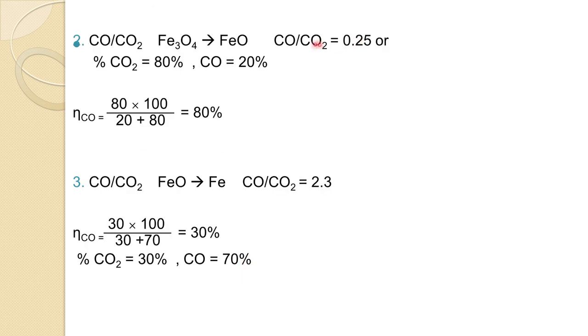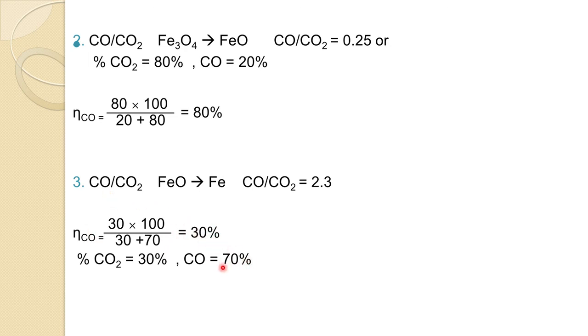For the second reaction the ratio is about 0.25, which means 20% has CO, 80% has CO2. So, utilization factor for CO is about 80% for this reaction, magnetite to wustite. And similarly for wustite to iron, we found this 2.3 ratio, and if we put that one, this gives actually 30% CO2 and 70% CO is needed, and the utilization factor of CO is only 30%.